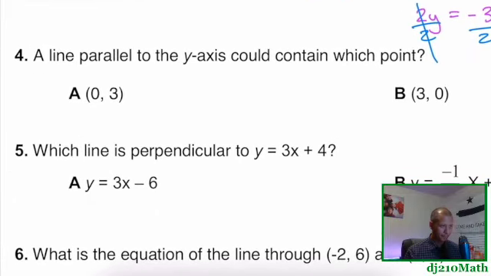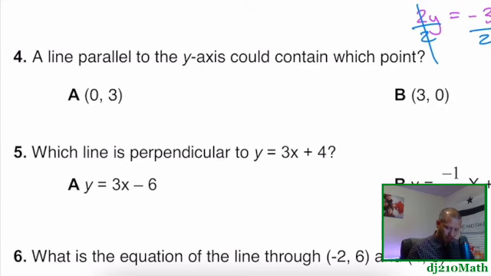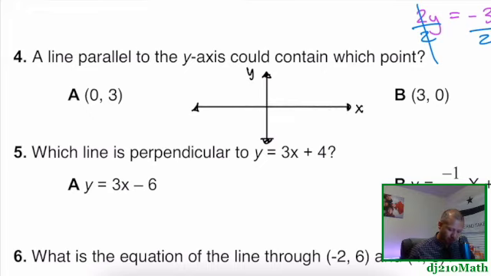Number 4. A line parallel to the y-axis could contain which point? Okay. So here's where we have to think about this for a second. The y-axis goes up and down, right? It's vertical. The x-axis goes left and right, horizontal. And then we have the origin, 0, 0.